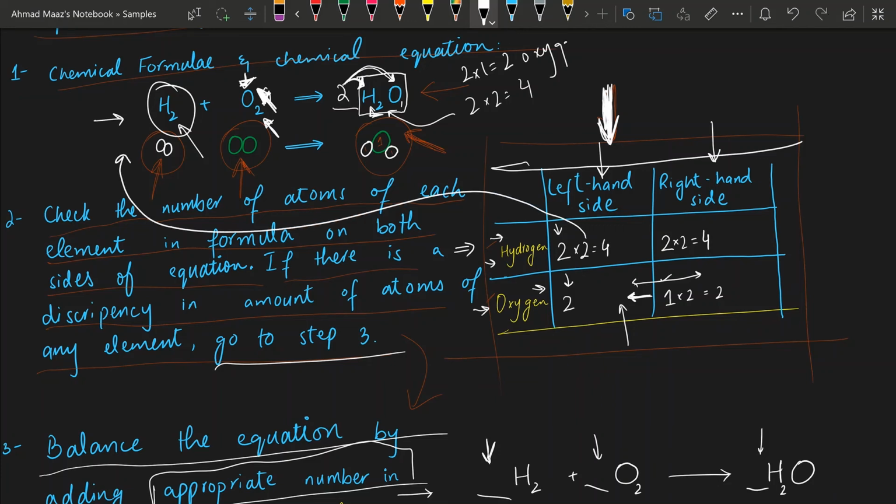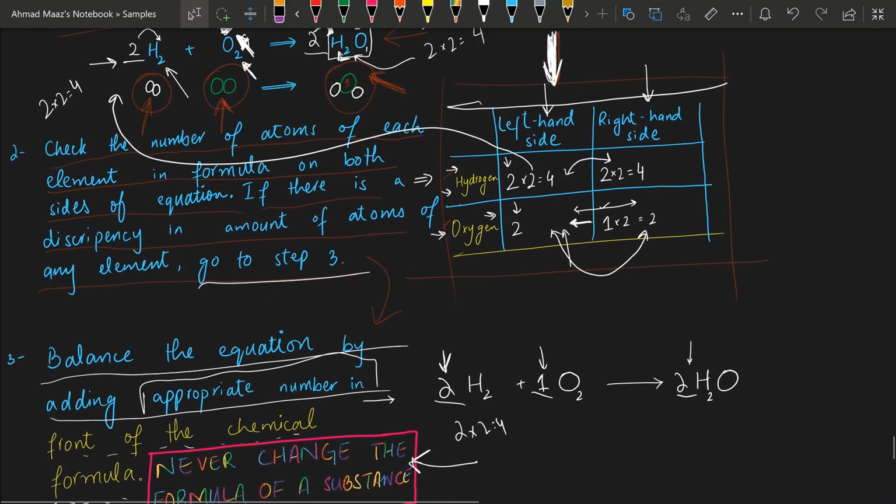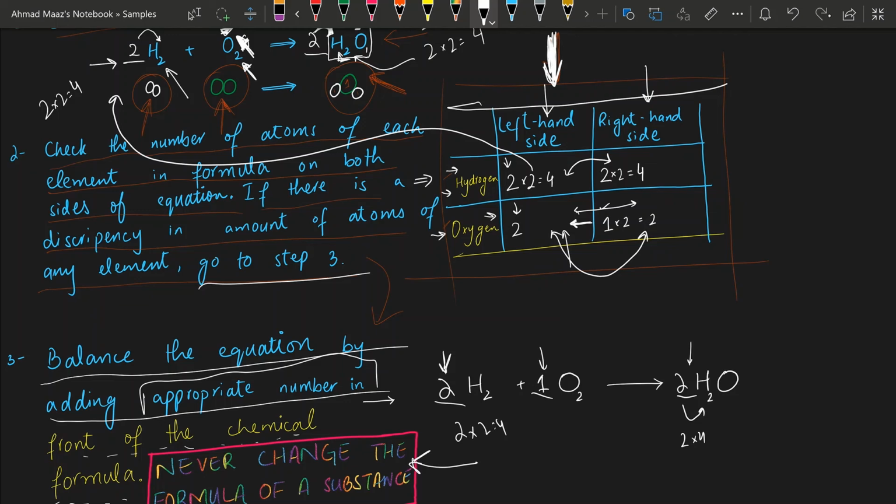Now do this over here. Because you need to multiply this by 2, you need to add 2 in front of the hydrogen. So you can do 2 over here. Now 2 multiplied by 2 is equal to 4 hydrogens. Now the number of hydrogens are balanced, and the number of oxygens are also balanced. So this is the equation that we have made. We have written 2 over here, and we have not written anything over here. It remains 1, and then it gives us 2 water molecules. Now if you see, 2 times 2 equals 4 hydrogens, and 2 times 2 equals 4 hydrogens.